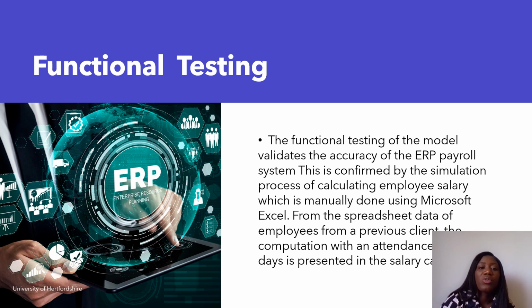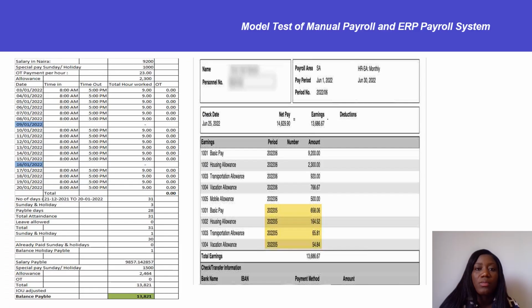Functional testing of the model validates the accuracy of the ERP payroll system. This is confirmed by simulating the process of calculating employees' salary, which is manually done using Microsoft Excel, from the spreadsheet data of an employee from a previous client that was computed with the attendance of 21 days, and we'll be showing that in the next slide.